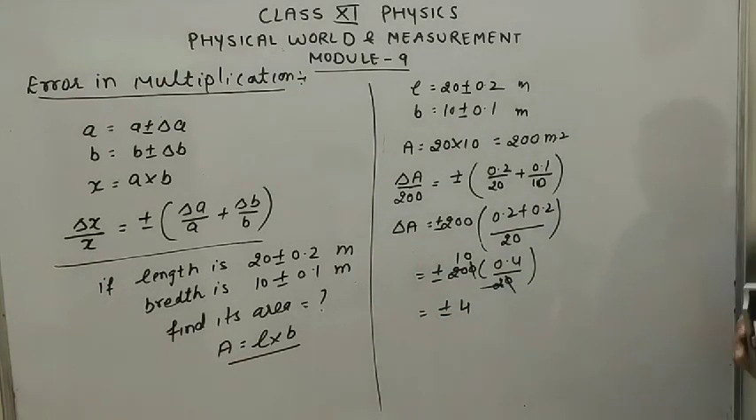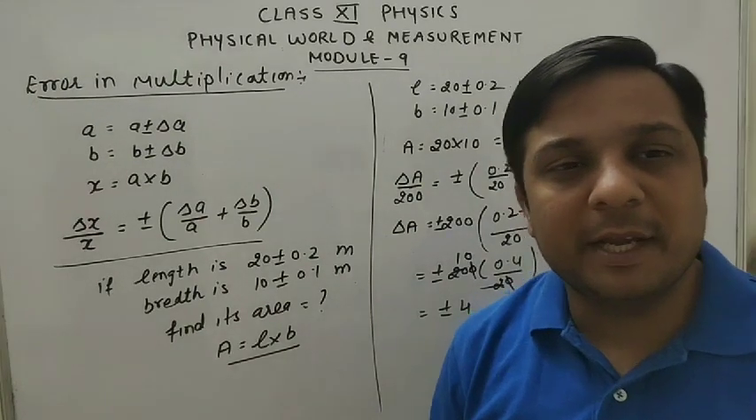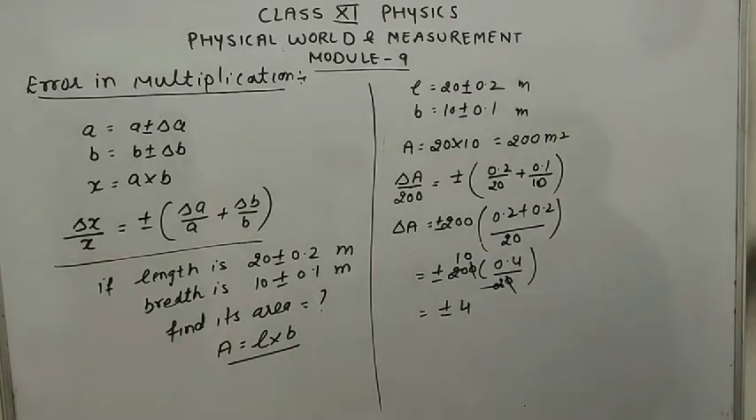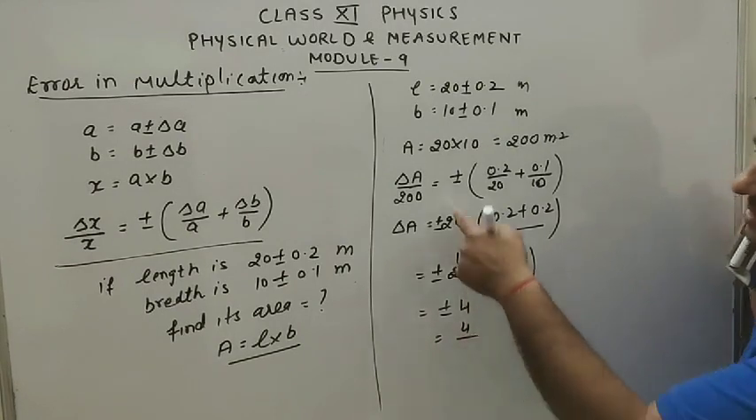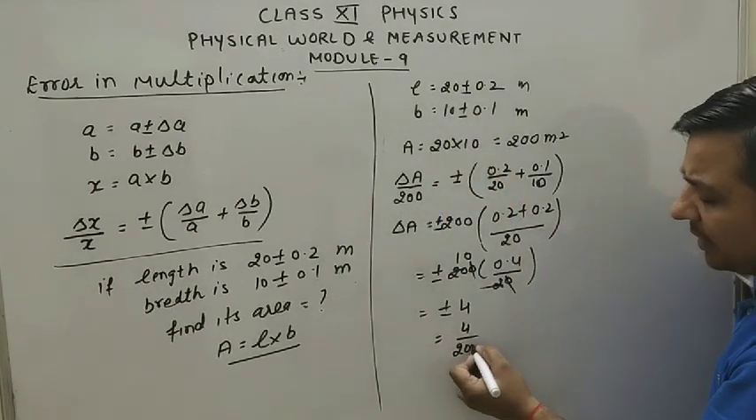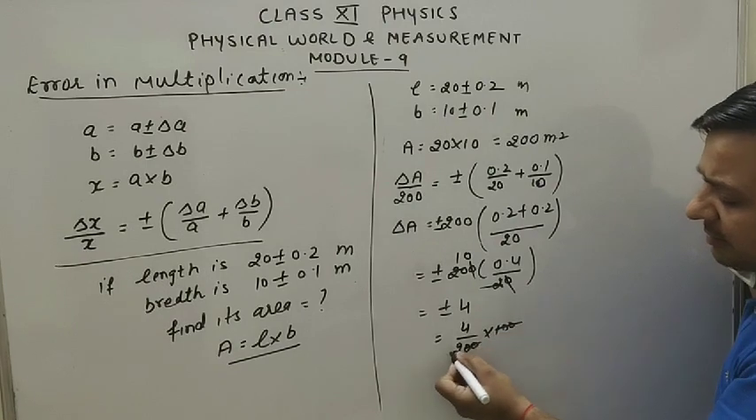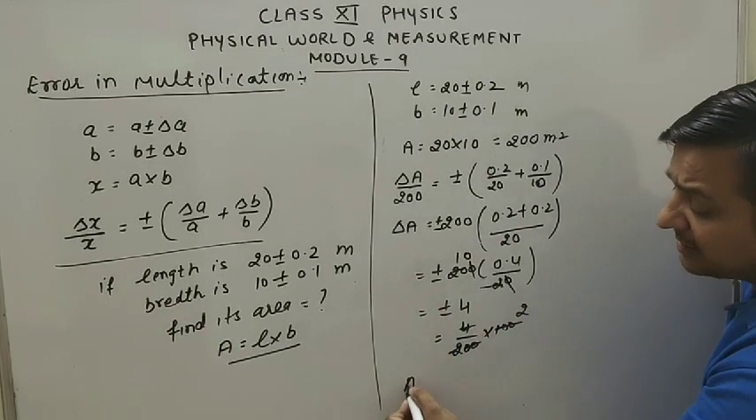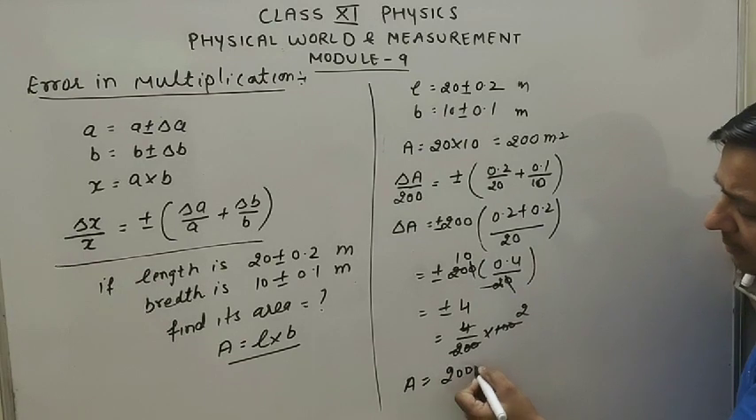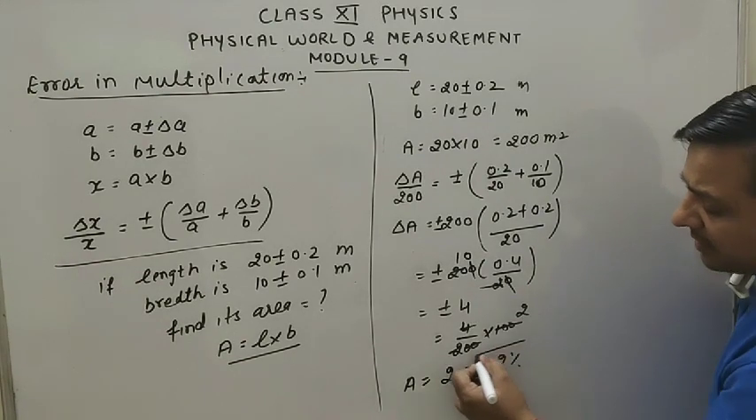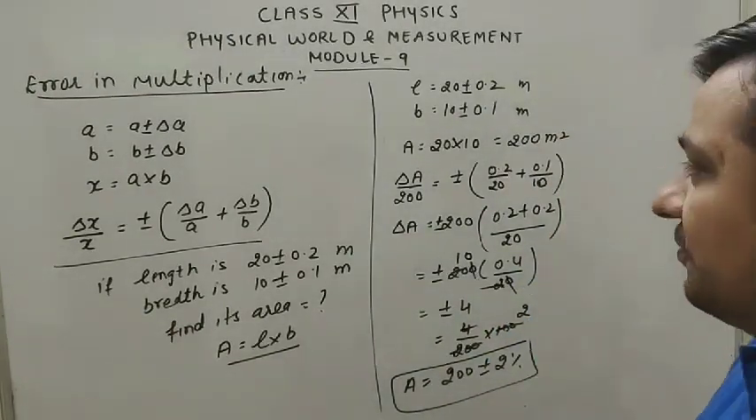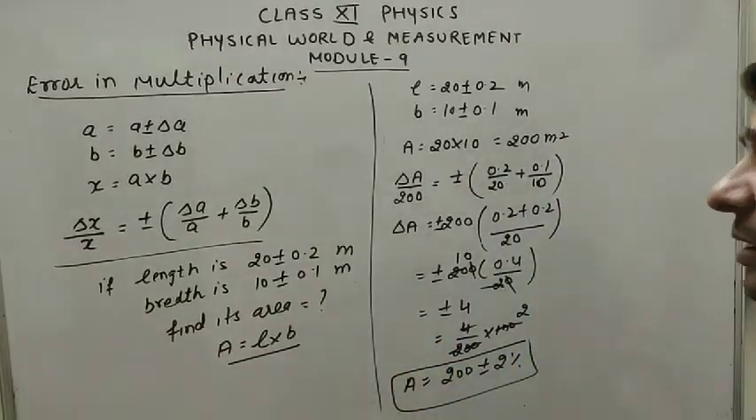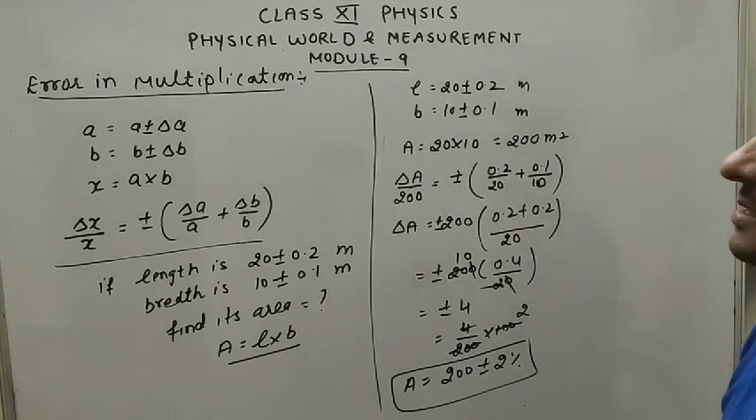If you want to find out the percentage error, this is limit error. Sometimes it will be asked to you to find out the percentage error, and how will you find out the percentage error? 4, how much area? 200 into 100, that is 2%. So that area is equal to 200 plus minus 2%, and this is the formula of error to find out the error in multiplication, and this is a very simple concept.